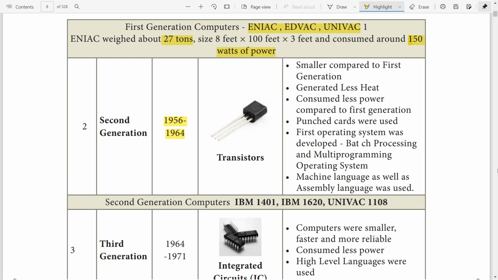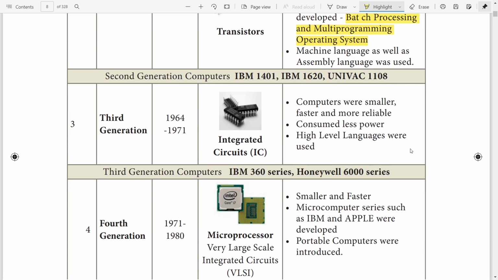Punch cards were used. First operating system was developed, batch processing and multi-programming operating system, machine language as well as assembly languages used. Next one is third generation. Time period of this is 1964 to 1971. Here, integrated circuits have been used, which are smaller and more reliable, consume less power, high level languages were used.